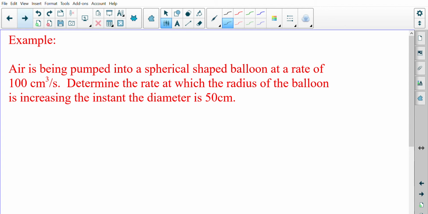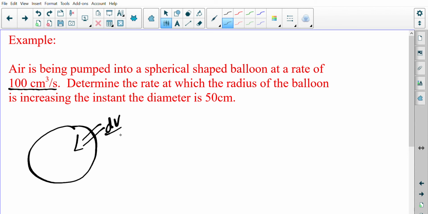So this next one's talking about pumping air into a spherical shaped balloon. So you've got a balloon shaped like a sphere, a ball. And just looking at units, you should be able to tell me that this is the rate of change of the volume.